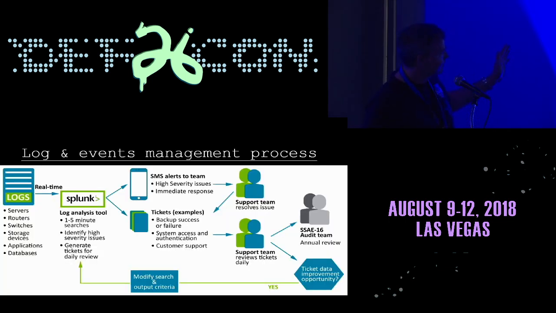Here's a workflow diagram. I can't see it on my screen, so I'm going to look over here. Like I talked about, on the far left, you've got all your logs, right? Servers, routers, switches, infrastructure, databases. You're feeding them into some type of correlator. We're just using Splunk. That's why that's there.